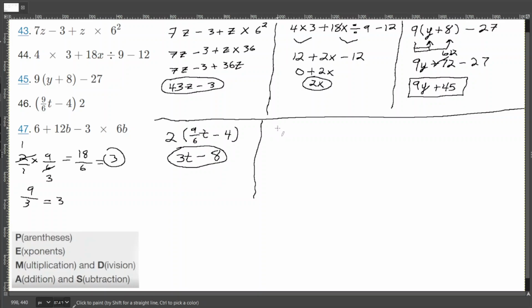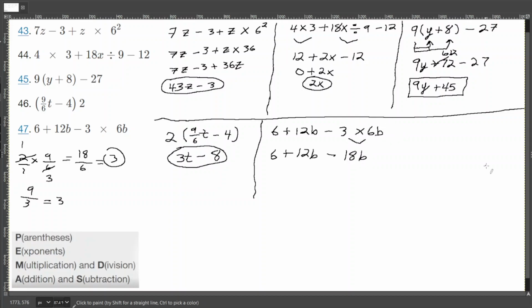So now we have 47. So let's see, we have 6 plus 12b minus 3 times 6b. Okay, so according to order of operations, we should multiply. That's our first step. So we're not going to do anything with this 6 plus 12b, minus, well, 3 times 6 is 18b.